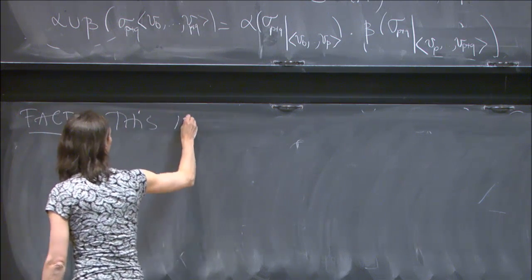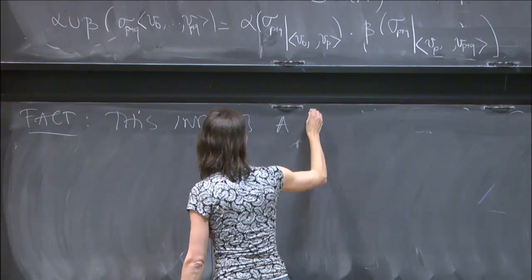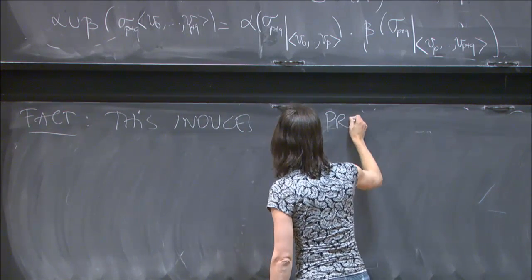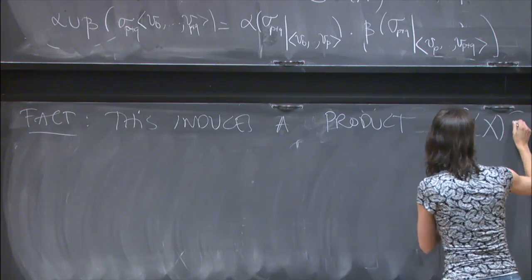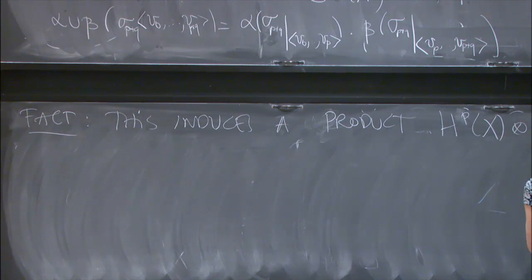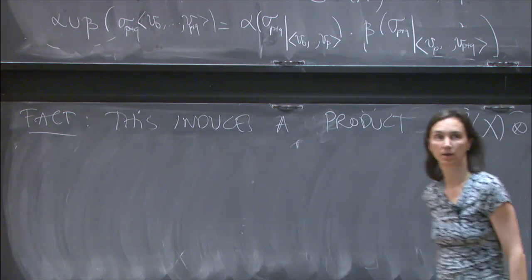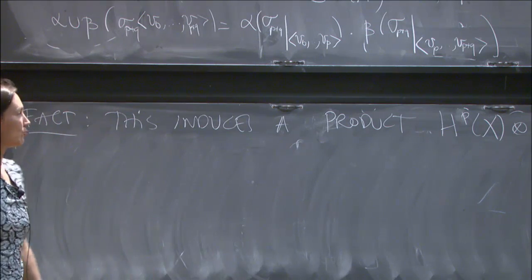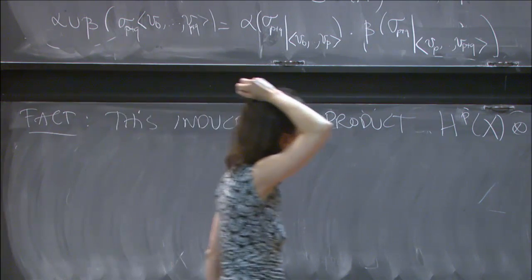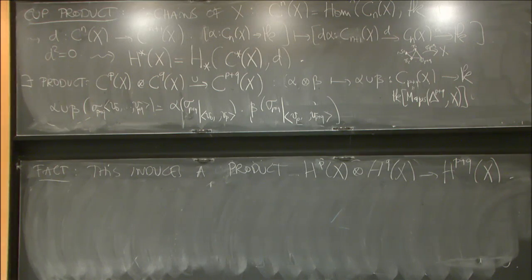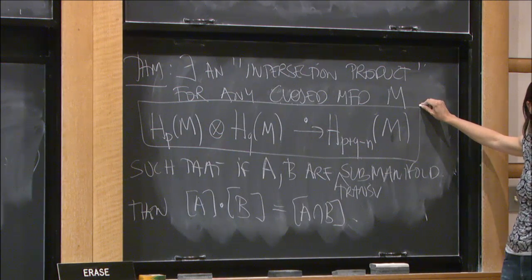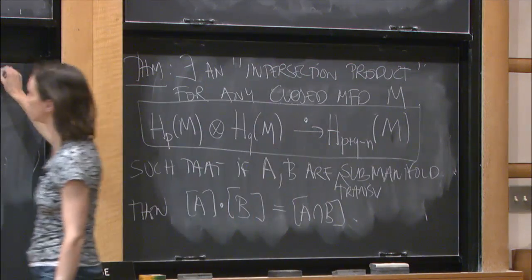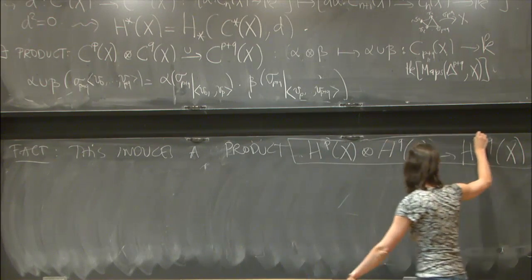This induces a product: cohomology H^P of X tensor H^Q of X to H^(P plus Q) of X. Okay. We were talking about another product, and I promised this had something to do with it. It's still there. We were talking about a product in homology when the space was a manifold, and now I talk about a product in cohomology for any space.